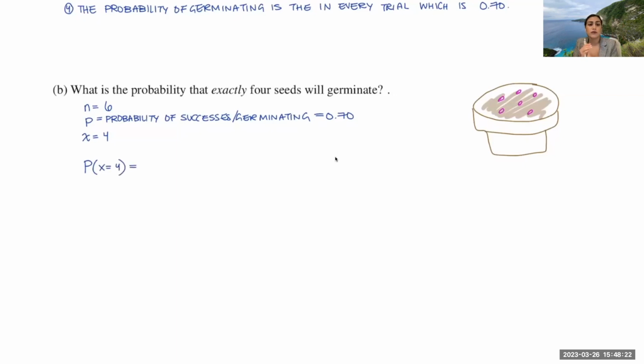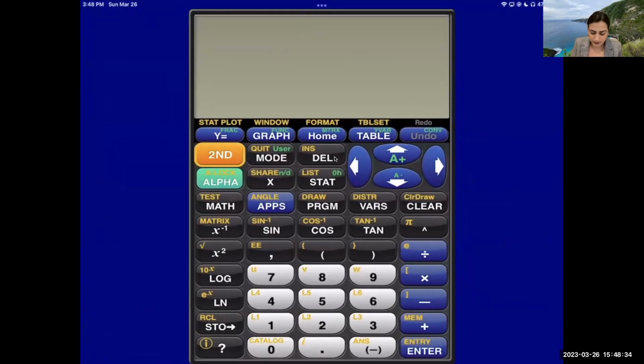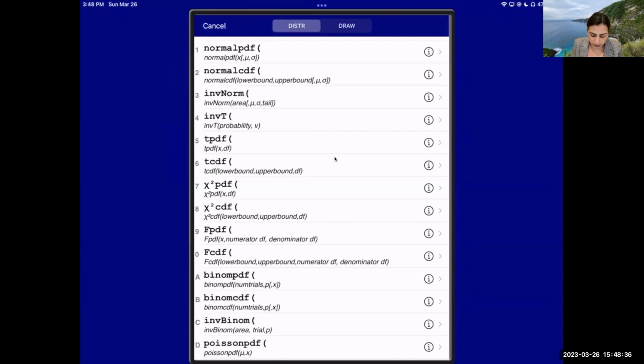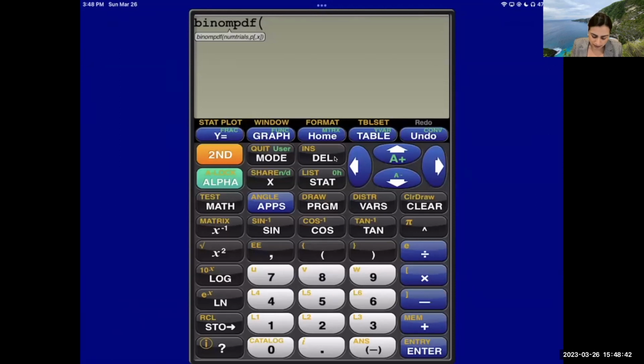That exactly 4 germinate. I'm going to use my graphing calculator. I'm going to go to second and then vars, all the way down to the option binomial PDF. Click on that. I'm going to write down my number of trials, which is 6 seeds, my probability of success, which is 0.70, the probability of germinating, and I'm looking for the probability that exactly 4 of those seeds germinate. I hit enter and there it is. The probability that 4 seeds germinate out of 6 seeds is 0.324.